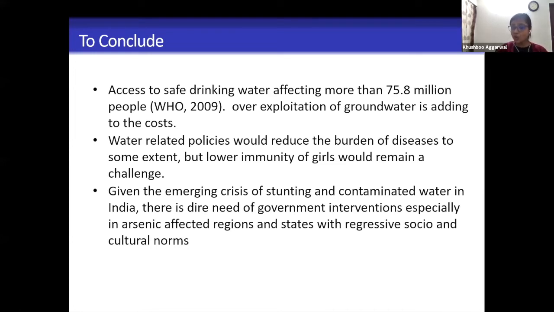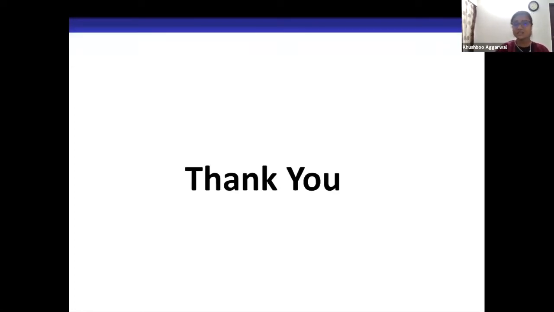Now, given this global pandemic that has affected the incomes of all sections, especially the poor ones, it has taken a toll on their access to quality nutrition. So the government should try to implement policies which address such issues, and there is an urgent need to implement such policies in the states where regressive socio-cultural norms prevail a lot. Thank you.